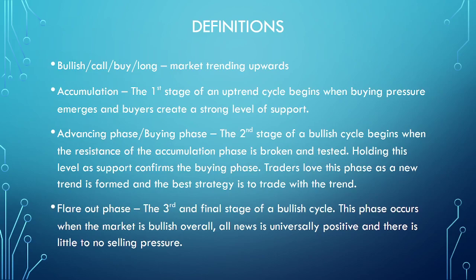Finally, the third standard phase is the flare-out phase. This is the third and final stage of a bullish cycle or an uptrend. This phase occurs when the market is uptrending overall, all news is universally positive, and there's little to no selling pressure. These three standard forms of trend can be in any time frame. It can be the 15-minute, even the 3-minute, the 1 hour, the 4 hour, the daily, the weekly, the monthly. Okay?